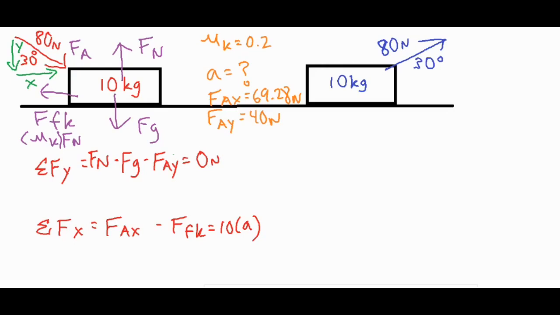In the horizontal direction, we have our Fax pushing it to the right, and then we have our Ffk, our force of kinetic friction, opposing it going to the left, and that equals m times a. We know that m is 10 kilograms from the original question. That's where we're going to be able to solve for our a. So let's go ahead and plug in all of the values we know and see where that takes us for our next step.